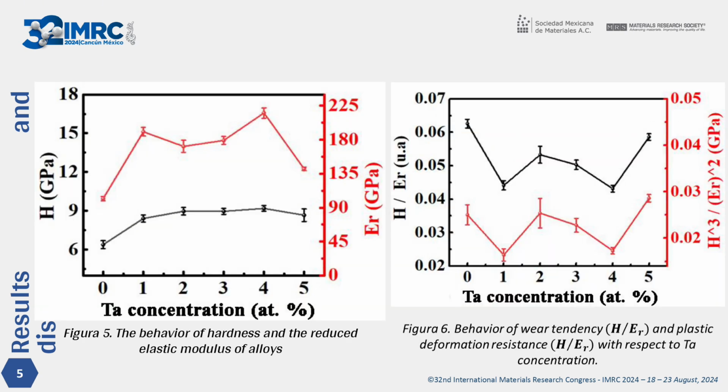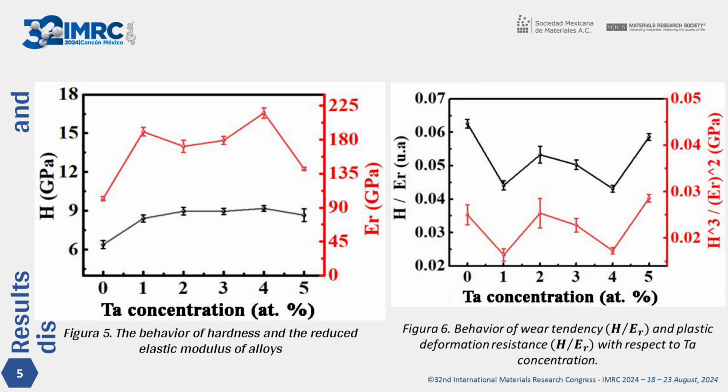Figure 5 illustrates the behavior of hardness and reduced modulus of elasticity for the alloys, together with their respective standard deviations. The data obtained from multiple nanoindentation tests in the standard mode indicate that the hardness of the samples without tantalum is lower than that of the samples containing tantalum. For the samples containing 1 to 5 at% of tantalum, the hardness is found to be very similar, with the samples containing 4 at% of tantalum exhibiting a slightly higher value. The behavior is consistent with that observed in section 7.3.